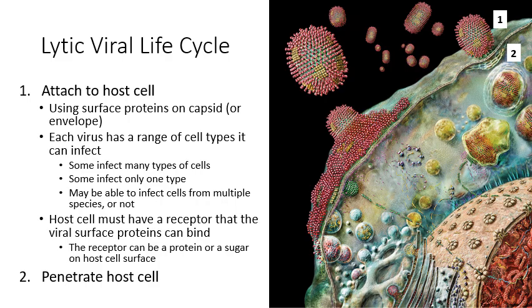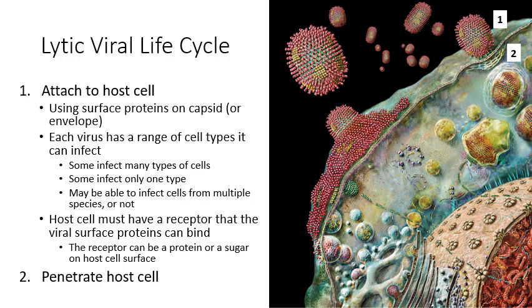So we'll go through these steps of the lytic cycle in more detail. The first step is attachment of the virus to the host cell. This requires surface proteins on the virus. They're going to be located on whatever is the outermost surface for that virus. So if this is a virus that has an envelope, then the attachment proteins are on the envelope. Otherwise, they're going to be on the capsid. The attachment proteins on the virus need to bind to a receptor on the host cell so that the virus can grab the host cell.